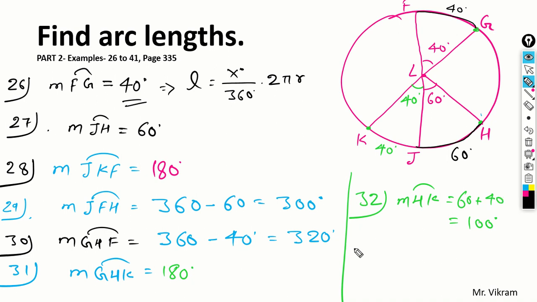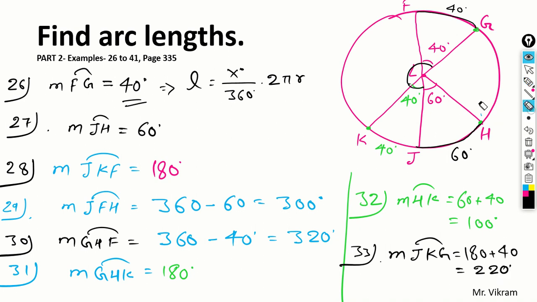Okay, I think you can solve the rest of the question, but just to make sure you don't make a mistake, let me complete all of them. Measurement of arc G, K, and G, right? J to K to G all the way. I know that this is 180, a half circle. This is 40. So 180 plus 40 will give you 220, right? So far, I hope all of you understood.